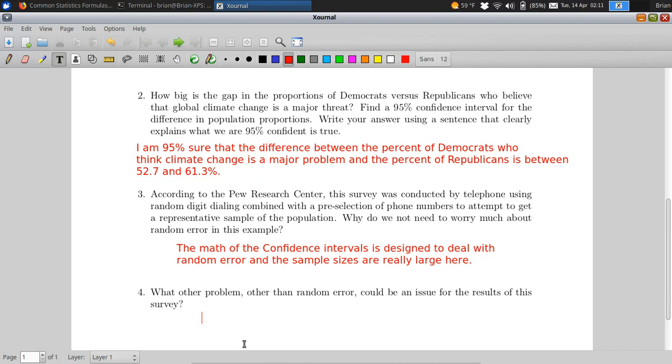So the answer is there could be bias in these responses. And there are lots of reasons why there could be bias, and any kind of bias could be an issue that would make these confidence intervals not really super accurate. So that is definitely something to worry about.